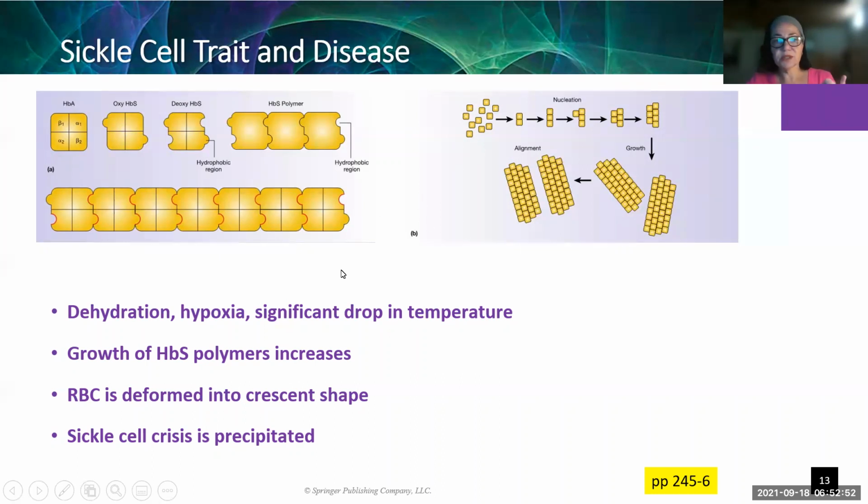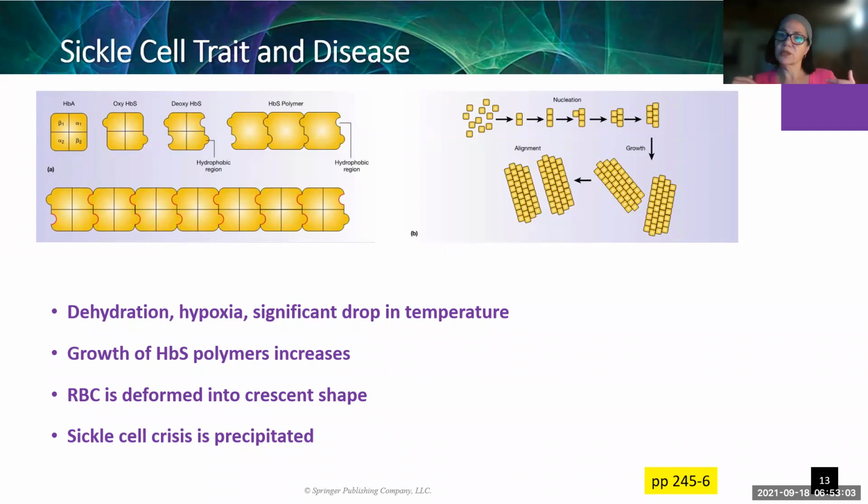So dehydration will do it, hypoxia, a significant drop in temperature. That is like in the desert Southwest in the summertime, going from very, very hot conditions to coming indoors to air-conditioned conditions, a drop in temperature. In the winter, it's the opposite. You're from a warm house and you go out into the cold, freezing, and temperature drops again. What's happening is the blood vessels are vasoconstricting, and it's enough to trigger this. So the growth of the hemoglobin S polymers, the red blood cell gets deformed into that semi-rigid crescent shape, and sickle cell crisis is precipitated.